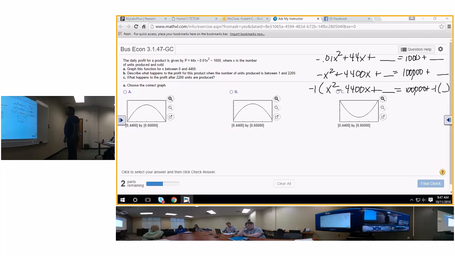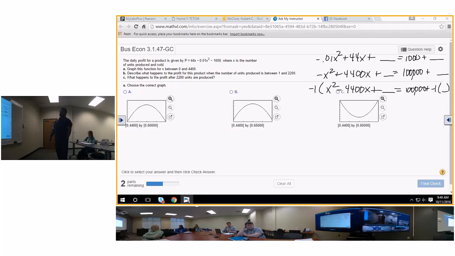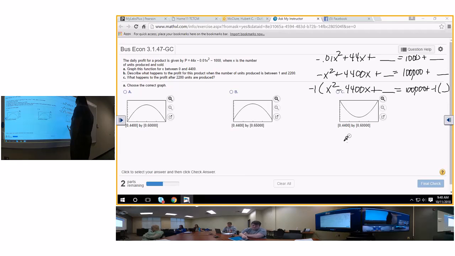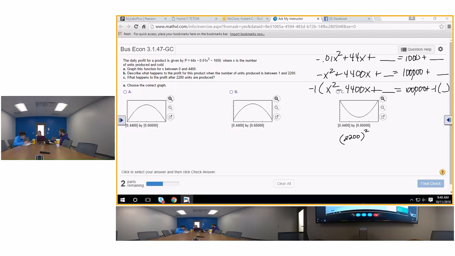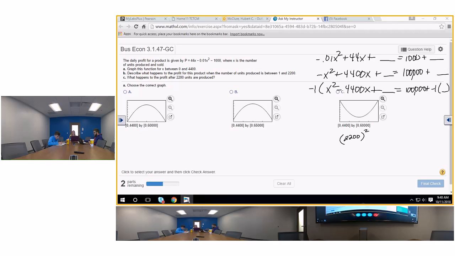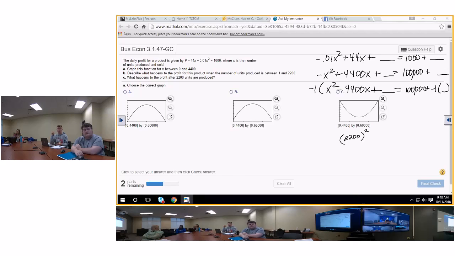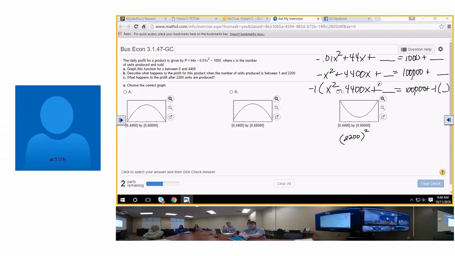And now here's where you're going to have to use a calculator, because I'm not Rain Man and I have no idea what 2200 squared is. But it's going to be some big number. So somebody take 4,400, that's going to be 2200, and multiply it by itself. Somebody tell me what you get. 4,840,000. Yeah, see? 4 million 840,000.